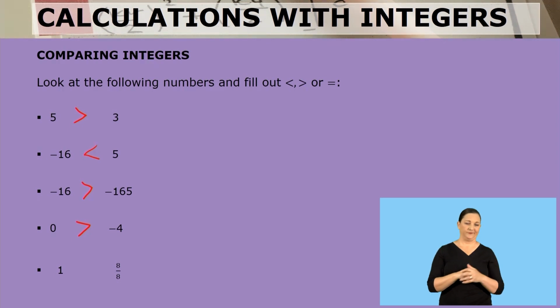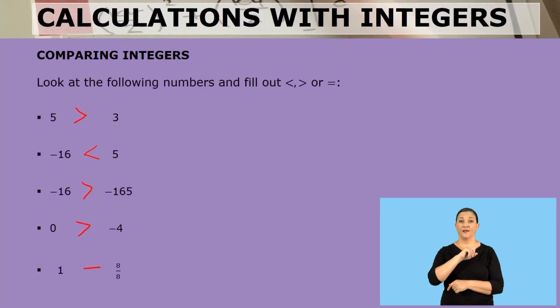Then we look at the next one, which is 1 and 8 divided by 8. Now, do you remember the properties of 1? We know that a number divided by itself, except for 0, will always give us 1. So this actually means that these two values are equal. 1 is equal to 8 divided by 8.